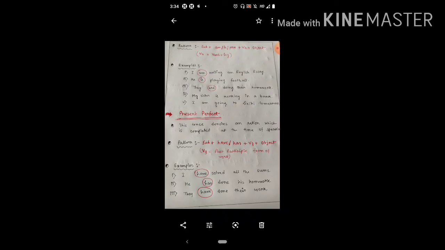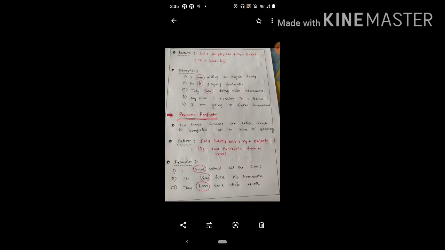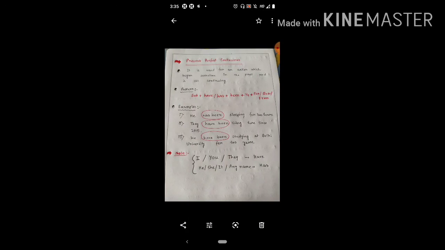I have solved all the sums. So here I, and after that have is used, and after that the V3 form of the verb solve is used here. Similarly, in the second sentence, he has done his homework, and in the third sentence, they have done their homework. So these are all examples of present perfect tense.